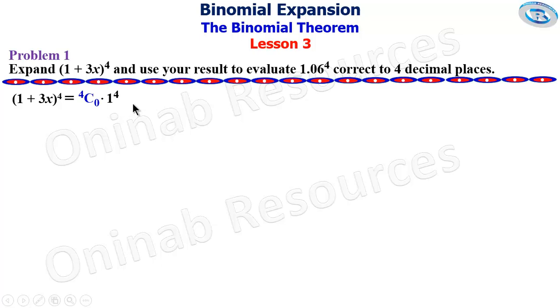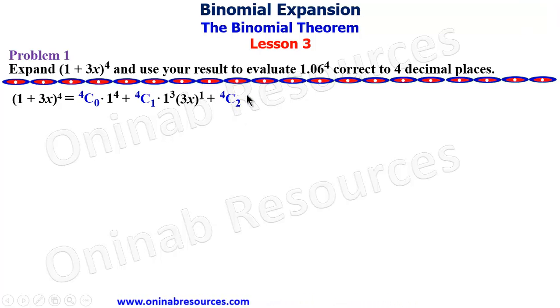So we go to the second term of the expansion and the coefficient is 4 combination 1. Then times 1 raised to the power 3. The power has reduced by 1, or we look at it as 4 minus 1, which gives 3. Then the second term in the bracket comes in as power 1 because of the subscript here that is 1. So plus 4 combination 2, then times 1 raised to power 2, then 3x raised to power 2.